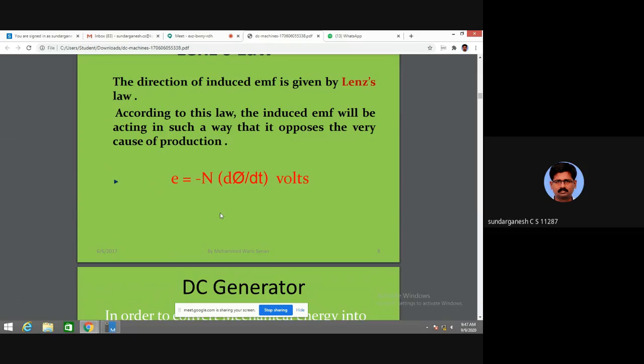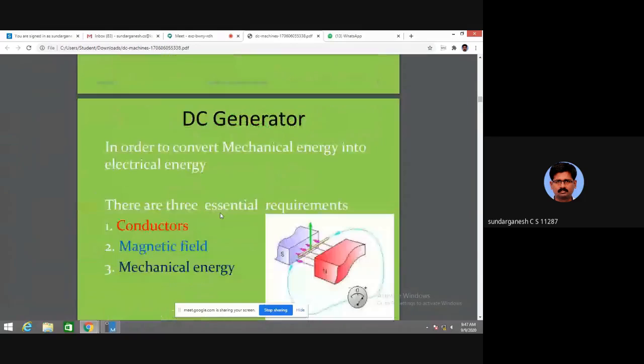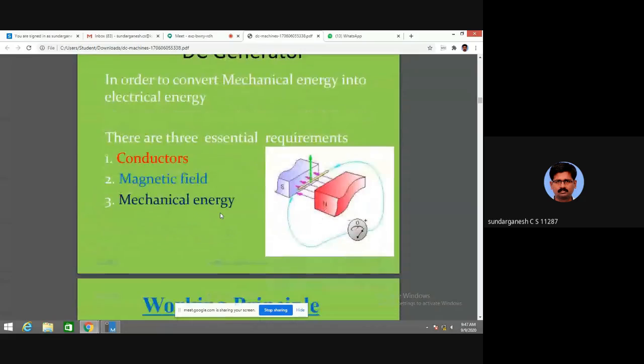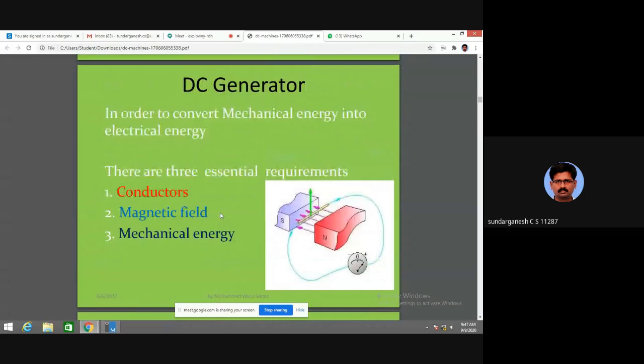So we have seen only the basics. Next we go on to see what a DC generator is. This is the first topic, and the first machine is the DC generator. As I already mentioned, a DC generator converts mechanical energy into electrical energy.